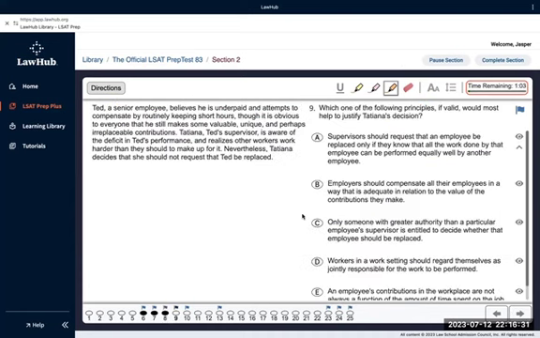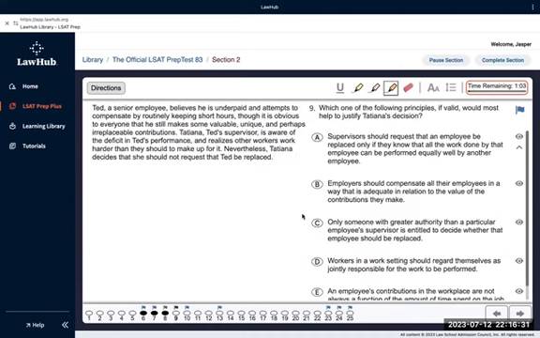Just moving right along. Which one of the following principles, if valid, would most help to justify Tatiana's decision? So we're adding a principle to try to justify. So it's a strengthen question, certainly in the strengthen family. Very similar, I would think, to a sufficient assumption question, but the correct answer doesn't have to be sufficient to be the right answer. It just has to be the one that's the closest to sufficient, right? It most helps to justify, but it doesn't have to perfectly justify the argument here or the decision.